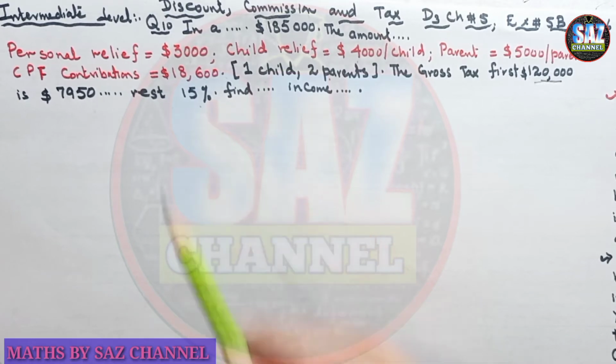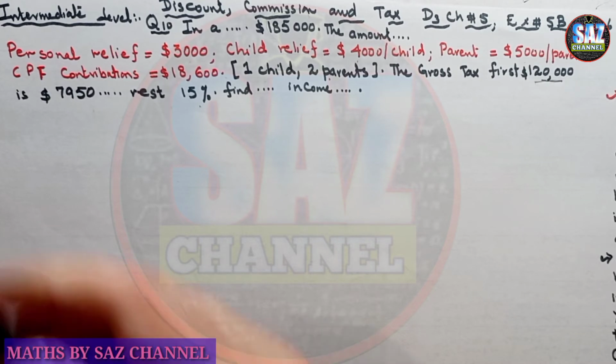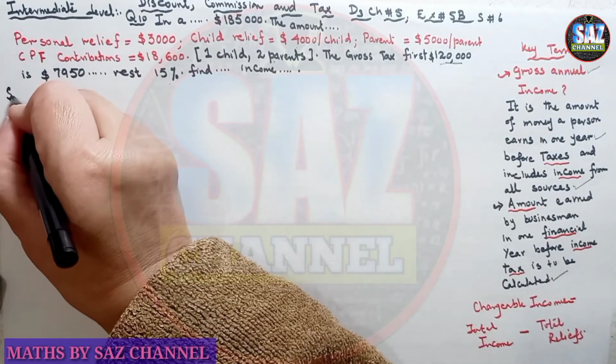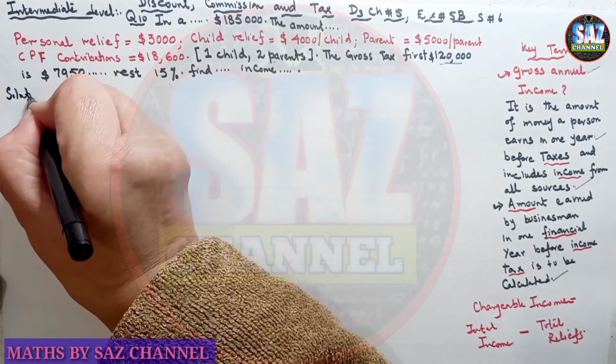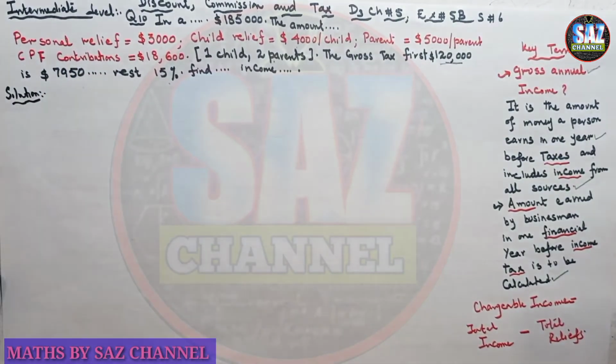For this lesson you have to have a good command of question number 6 of the exercise, where we learned how to calculate the total income tax payable. So let's move to the solution of the question. As the question is long, we have to do it carefully, and I'll go through the solution slowly because some of the students are finding these questions a little difficult.